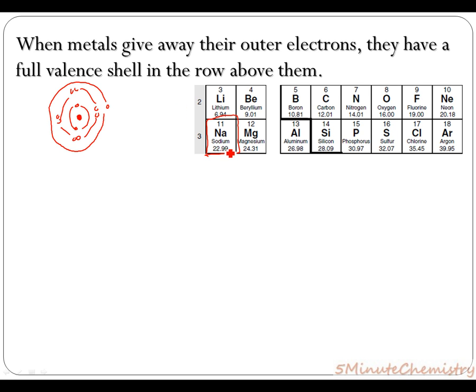Well, if I'm sodium, I would much prefer to get rid of that one, and then I end up looking just like neon. Neon has a total of 10 electrons, like we see here. So if sodium, Na, with its single electron, gives that one away, it ends up looking like neon. And that is the Na plus ion. Na plus ion has the same valence shell as neon. So when metals give away their outer electrons, they end up looking like the noble gas in the row above them.